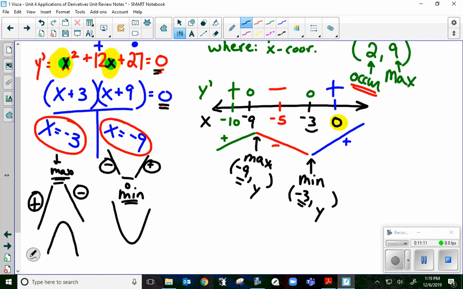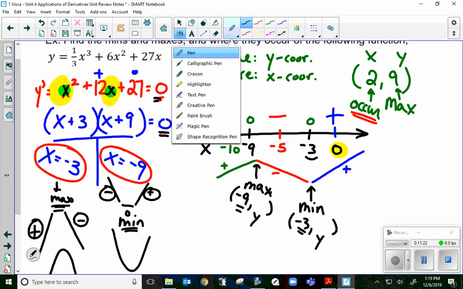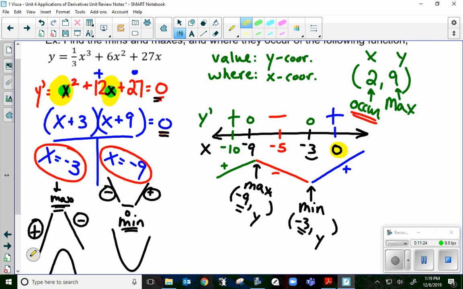So how do I find a coordinate? If I have an x and I need a y, I just go back to the original equation and plug it in. Plug it into the original equation. Let's try my negative 9. Let's throw my negative 9 in for each one of these x's. So if I throw a negative 9 in here, and here, and here.